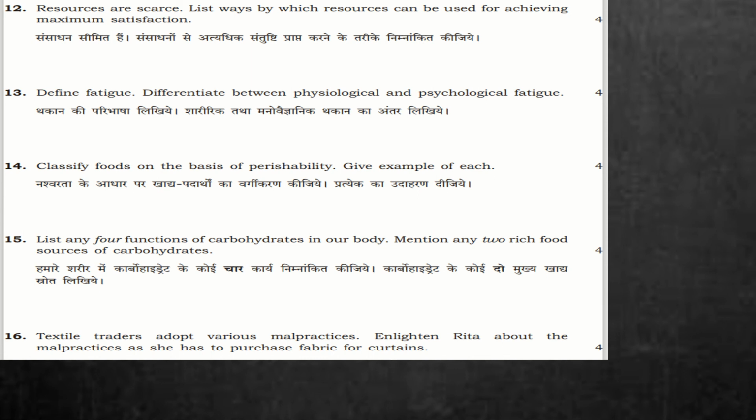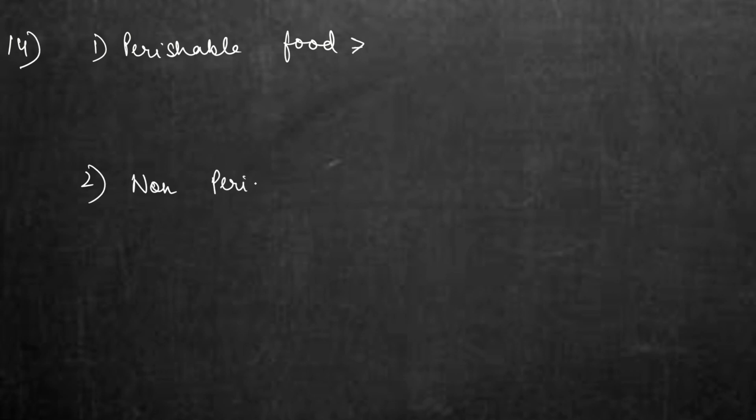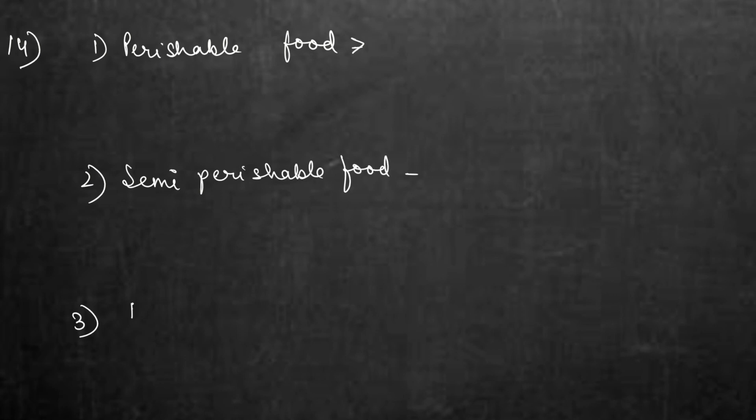Then comes question number 14. Classify foods on the basis of perishability. Give example of each. There are three types of perishability. One, perishable food. Then let's write semi-perishable, then it will be easy for you to understand. Semi-perishable food. And the last one, non-perishable food.